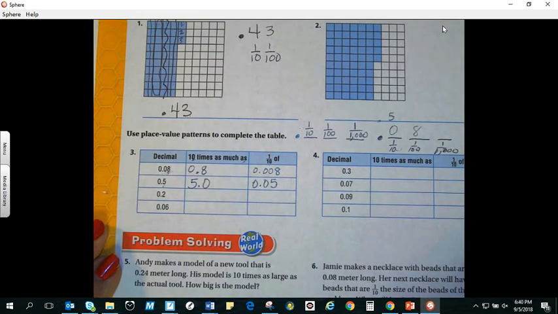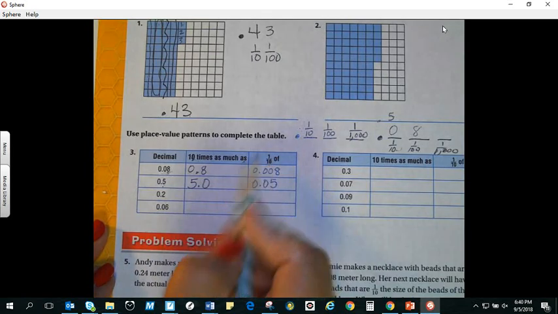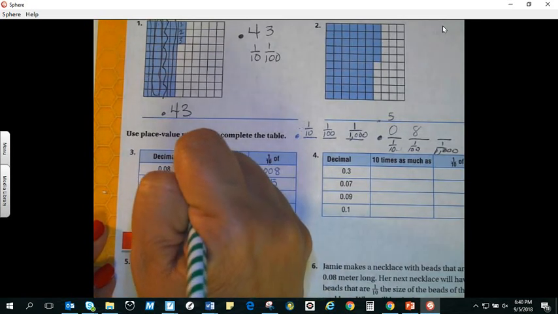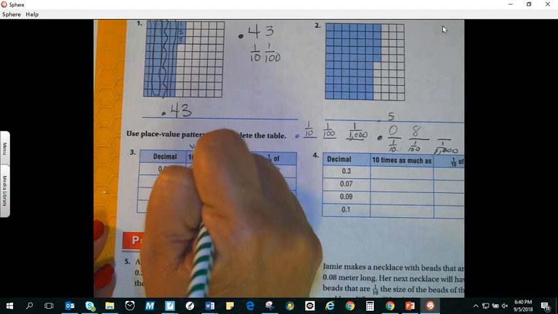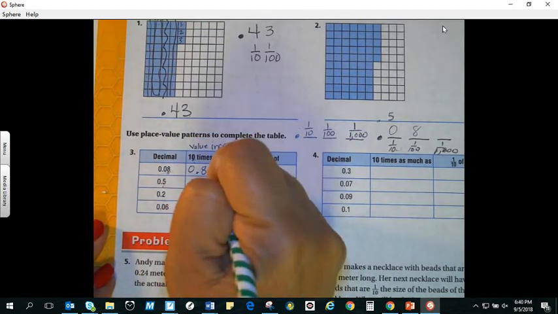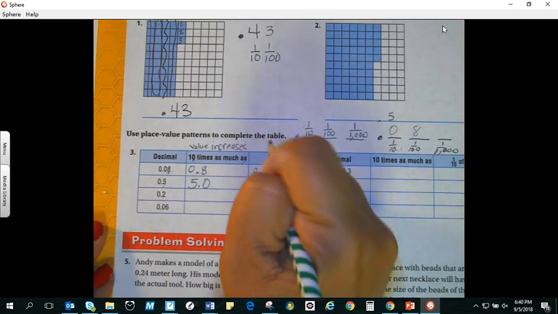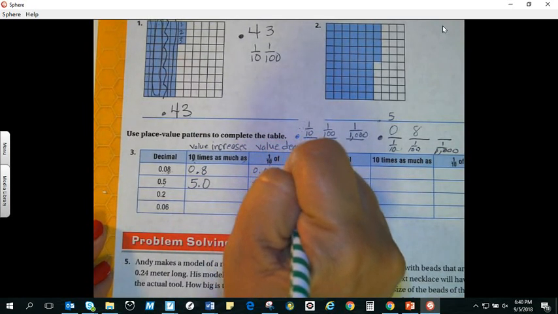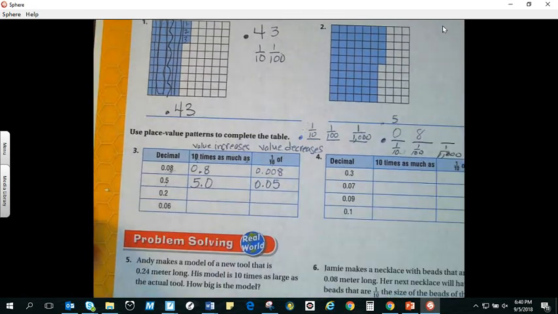I'm going to do the same here. Again, my number becomes the value, increases, that's a C, and here the value decreases. Make sure that we use those vocabulary words rather than saying getting bigger, getting smaller, because you won't see that on your benchmarks, you won't see that on your quizzes, and you're not going to see that on STAR. So just keep in mind the vocabulary words.